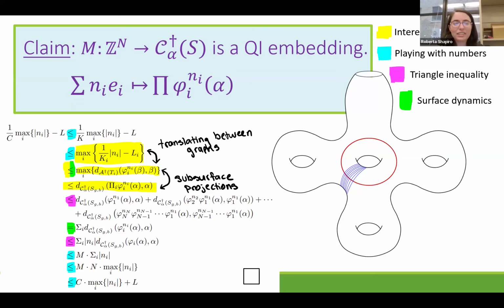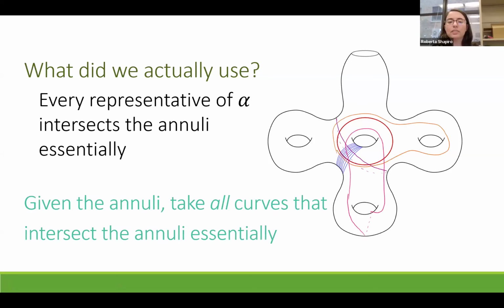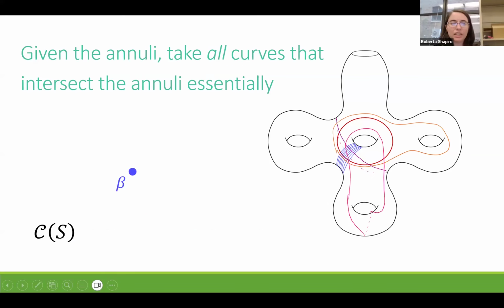Okay. So I mentioned earlier that this is actually a special case, but what did we actually use in our proof? We used that every representative alpha intersects the annuli in an essential way. So every representative alpha has to intersect every single annulus. But there are lots of other curves that also essentially intersect all of these annuli. So really, we can take all the curves that intersect the annuli, essentially. And what does this give us?